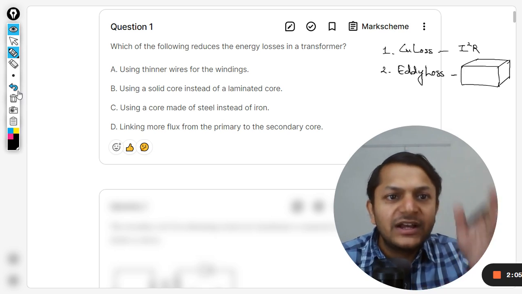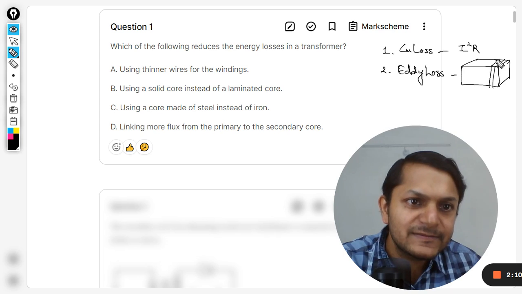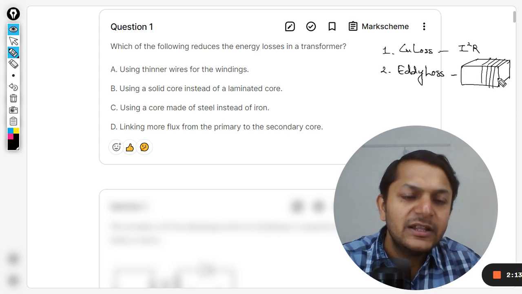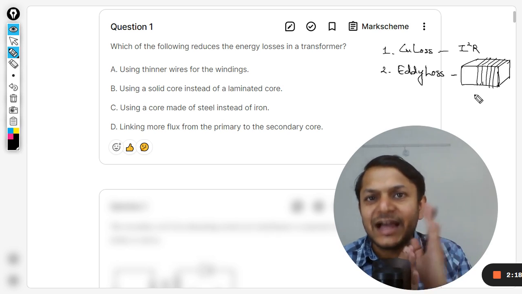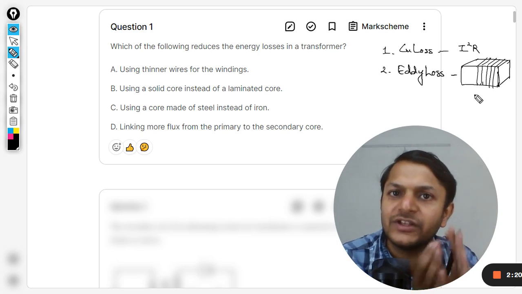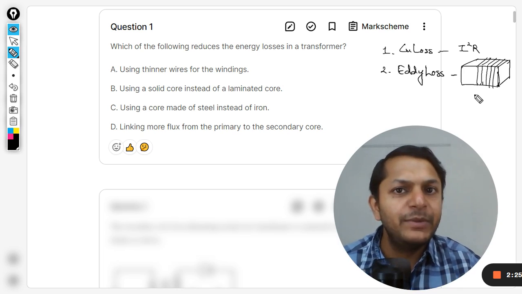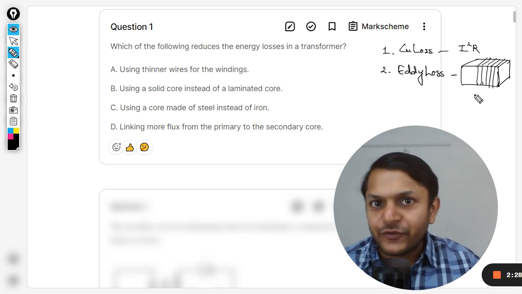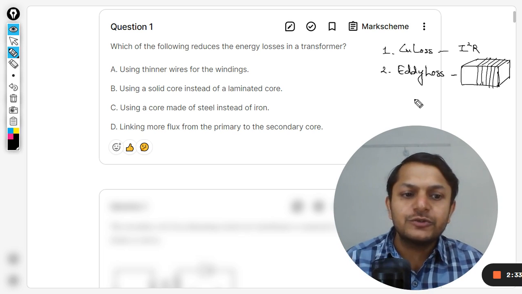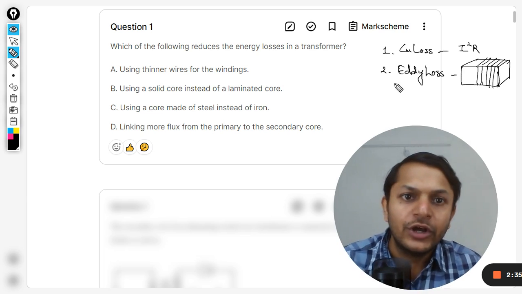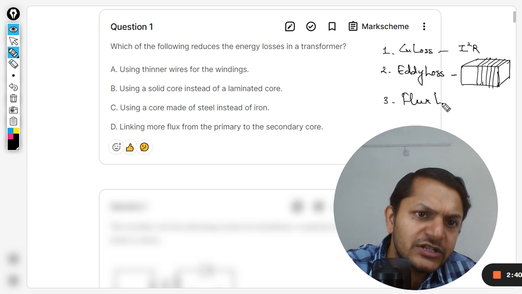Then what we do is we divide this solid core into slices like this, like butter slices, isn't it? We divide this thing into very thin slices and then we laminate each of the slices and then we bind them together to again make a very big chunk that is used as a transformer. So this is how we do it, and the eddy losses can be reduced by using a laminated core instead of a solid core.